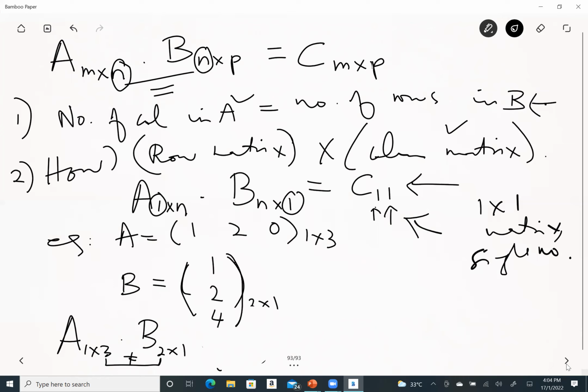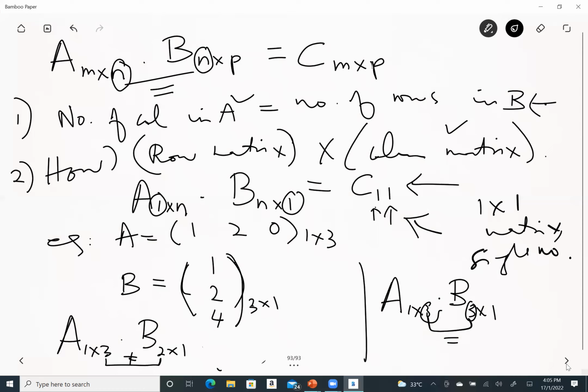I got 4. 1, 2, 4. So here we got what? I got 3 by 1. Now, let's look first. Okay, 1 by 3 times 3 by 1. So you see here 3, 3. Okay, only then can we multiply. Then we proceed to the multiplication.